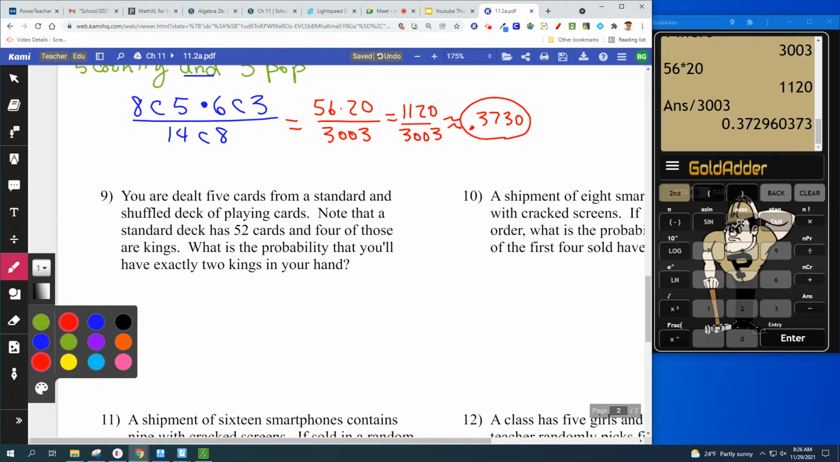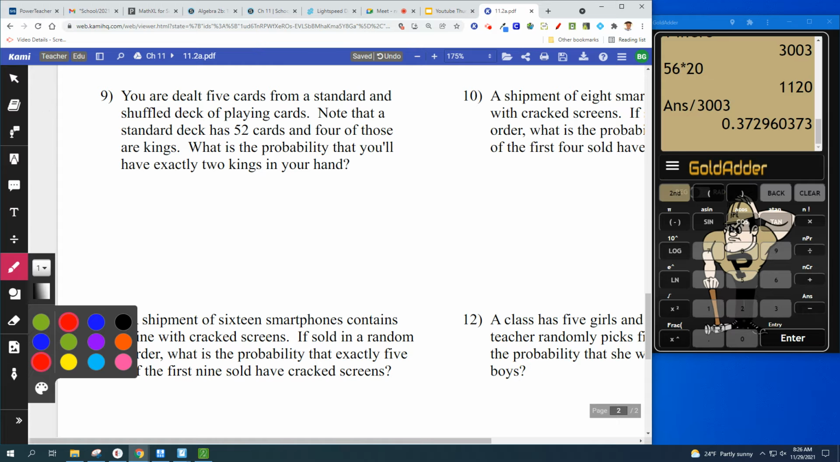Okay? So number 9, you're dealt 5 cards from a standard shuffled deck of playing cards. Note that a standard deck has 52 cards, and 4 of those are kings. Okay? So it helps if you know about playing cards here. What is the probability that you'll have exactly 2 kings in your hand?